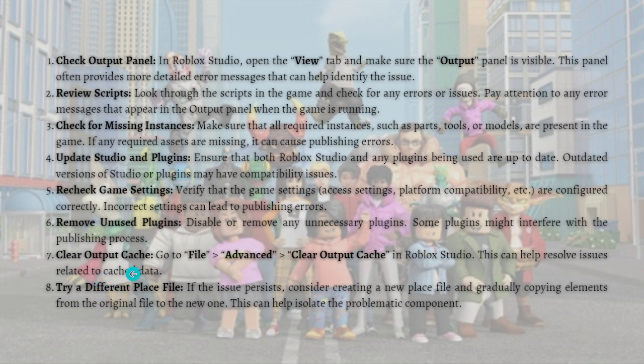And next is to clear out cache. To do this, just go to your File section, then Advanced, and then click Clear Output Cache in Roblox Studio. This can help resolve issues related to cache data. And lastly is to try a different place file. If the issue persists, just consider creating a new place file and gradually copying elements from the original file to the new one. This can help isolate the problematic component.